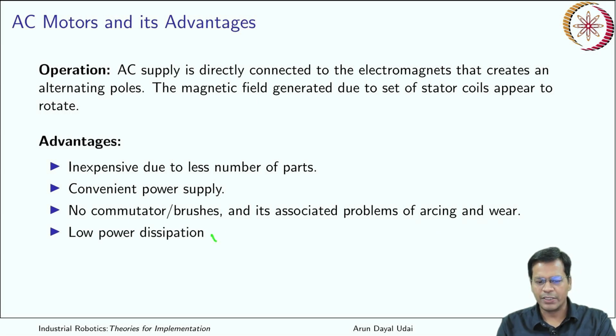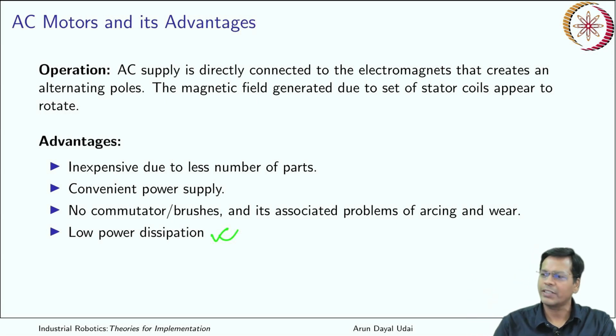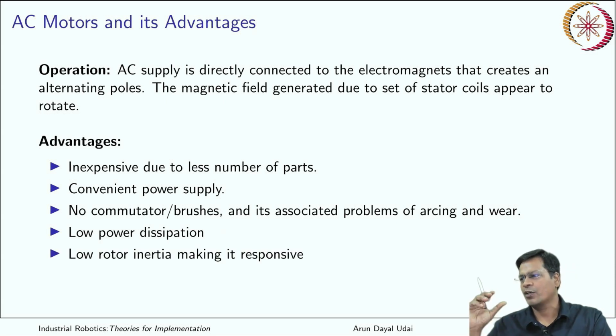It has low power dissipation because there are no brushes and no friction, so it dissipates less power. There is no part which can dissipate energy in any form. It is dissipated only as heat due to the resistance of the coil itself. Otherwise very little dissipation occurs, only in the bearings. As for motor inertia, rotor inertia, if it is designed in such a way that it is low, those kinds of rotors are very responsive.